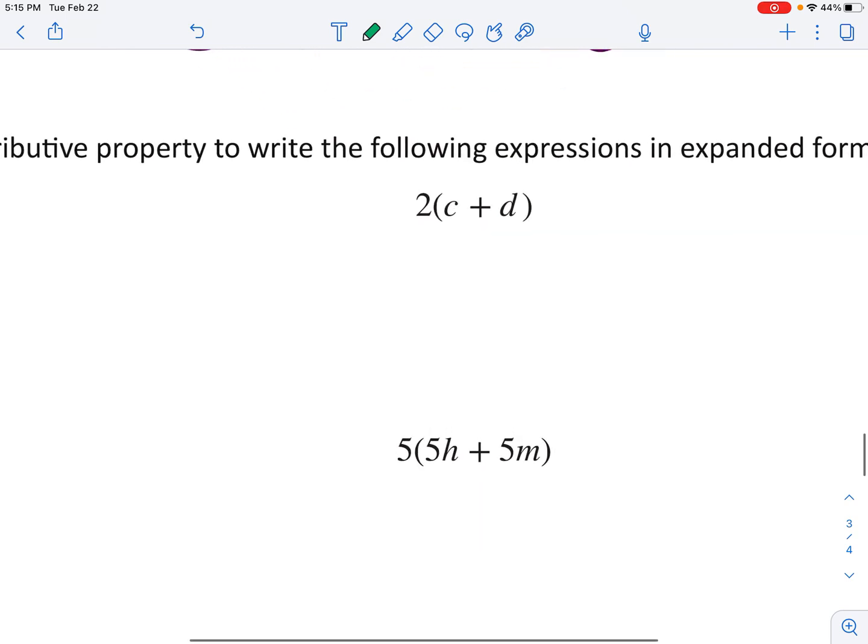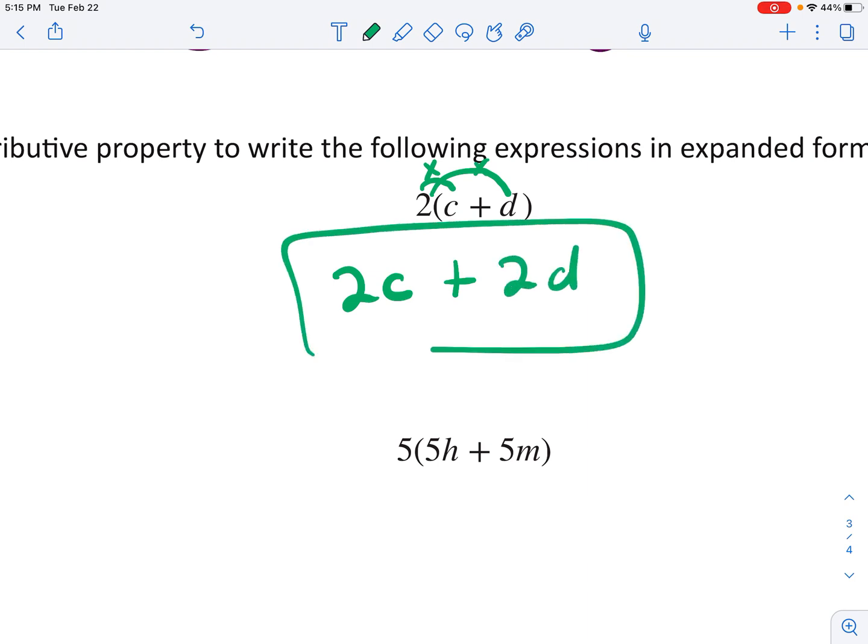So the first thing that I have to do using the distributive property is multiply everything on the inside of the parentheses by the number on the outside. So the first thing I have is 2 times c, which is 2c, plus 2 times d, which is 2d. So our answer is 2c plus 2d.